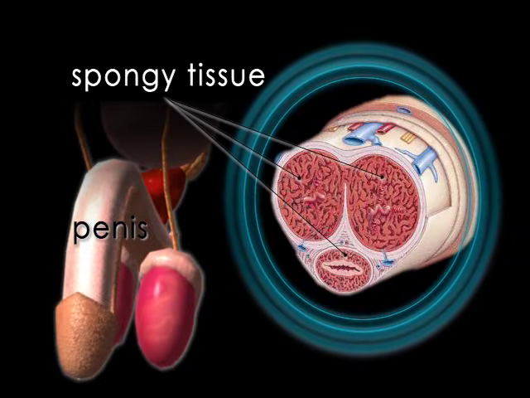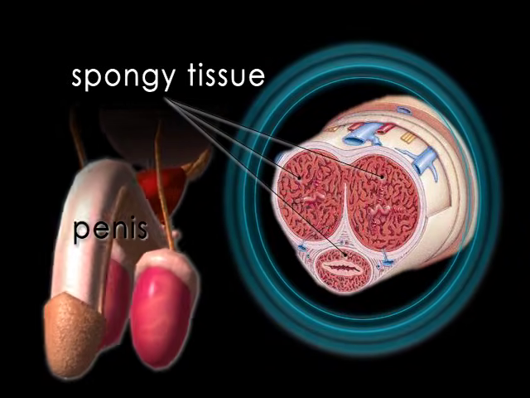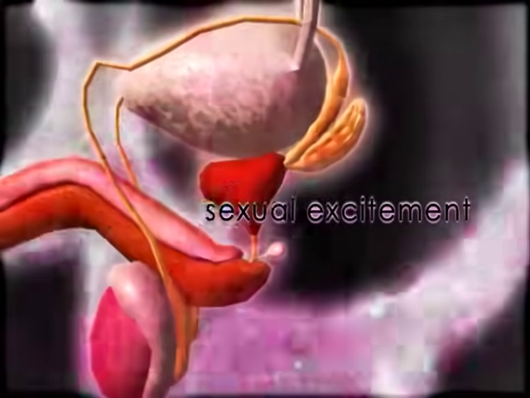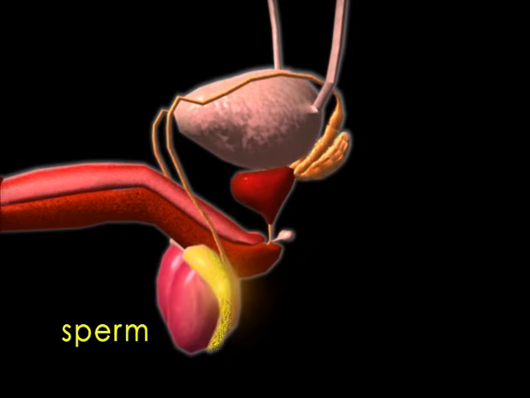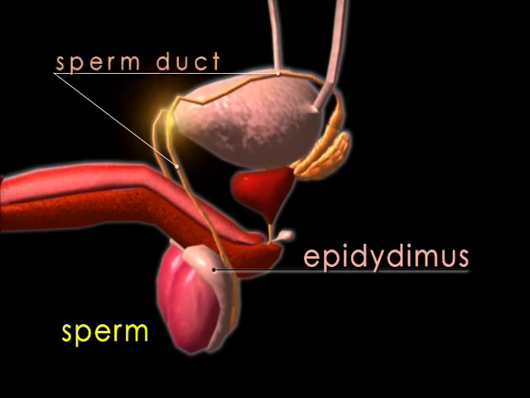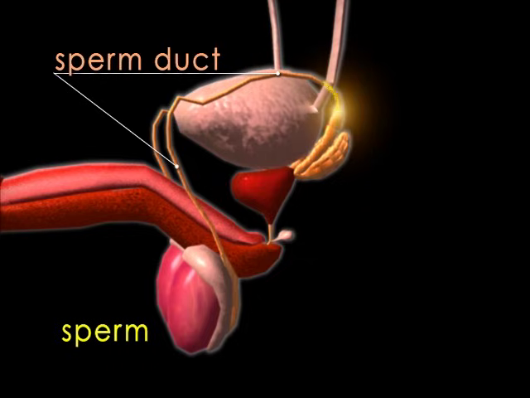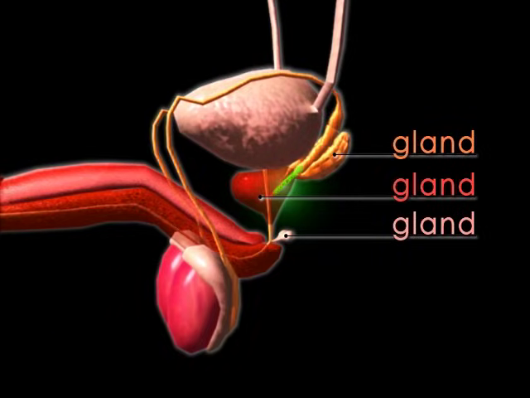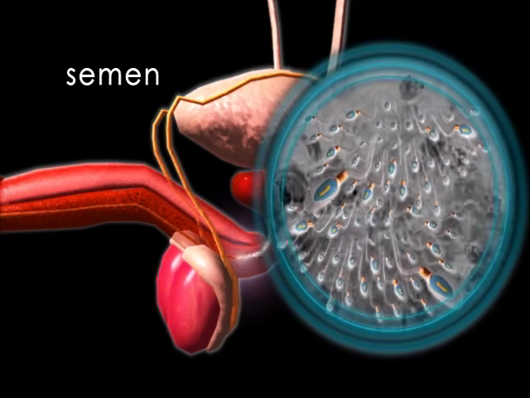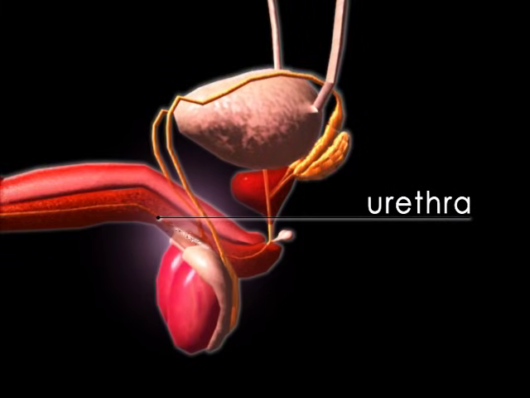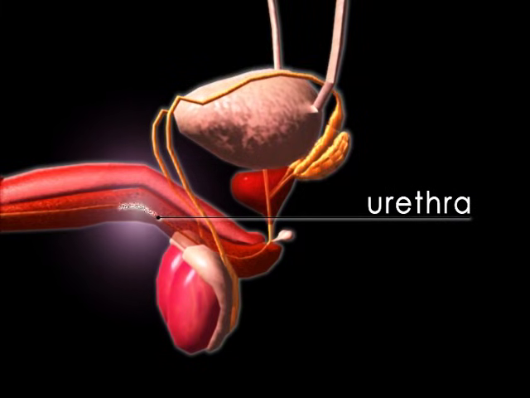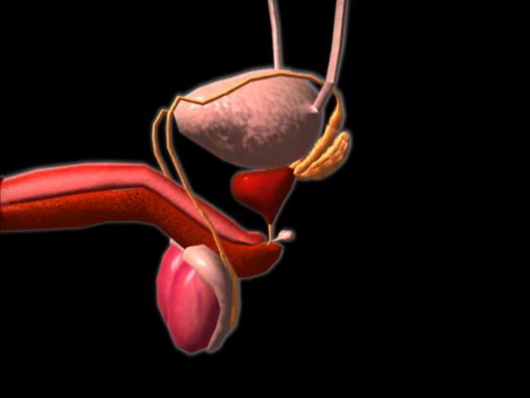Like the testes and scrotum, the penis is outside the core of the body. The penis has 3 columns of spongy tissue. When a guy is sexually excited, blood fills this tissue and makes the penis erect. If he's excited enough, sperm leave the epididymis and travel through the sperm ducts. Secretions from several glands are added along the way. Together, the secretions and sperm are called semen. Semen is pushed from the sperm ducts and into the urethra, which runs out of the body through the penis. The release of semen from the body is called ejaculation.